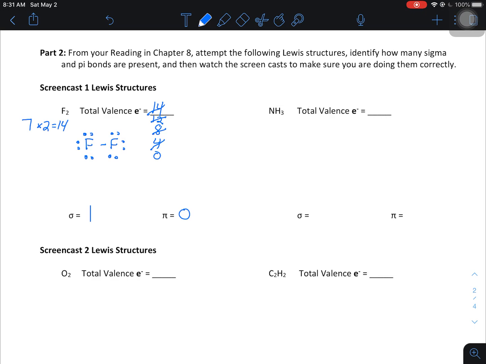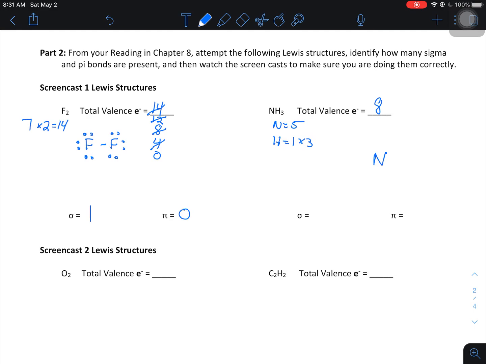Now to try it with a structure that has more than 2 atoms, I have nitrogen, which has 5 valence electrons. I have hydrogen, which has 1, but there are 3 of them. That means I have a total of 8 electrons to distribute for this Lewis structure. Nitrogen is going to be what's called my central atom. Hydrogen is never a central atom because it only follows the duet rule and only can make 1 bond.